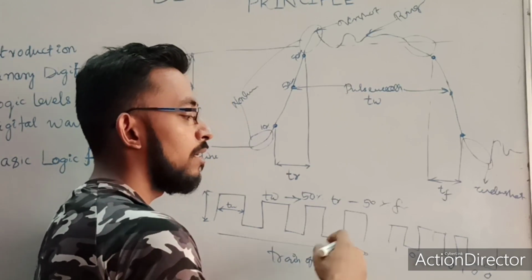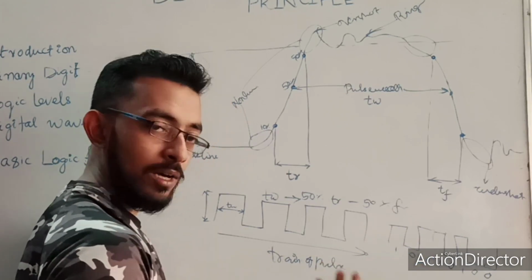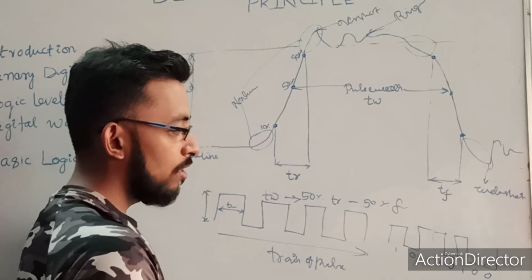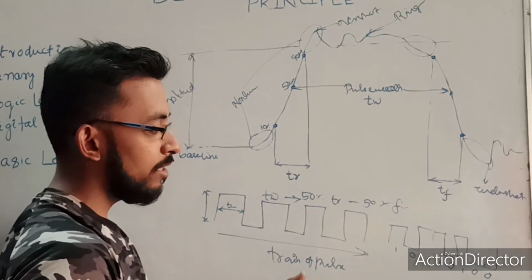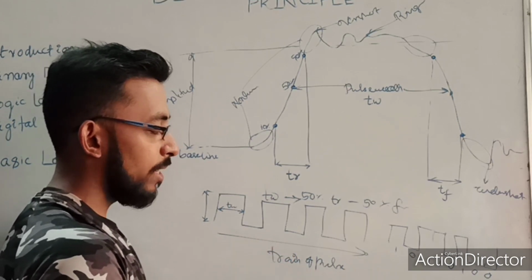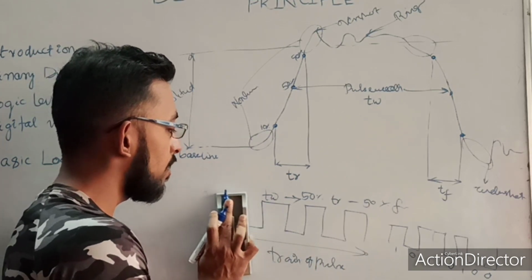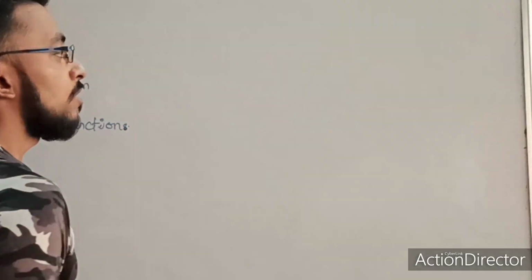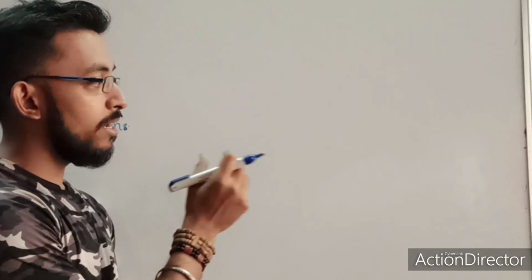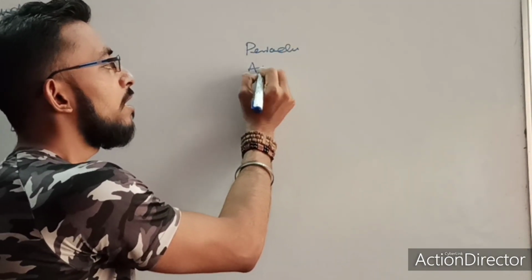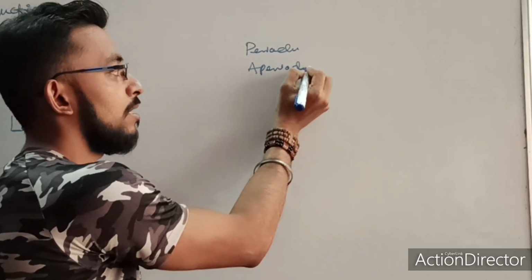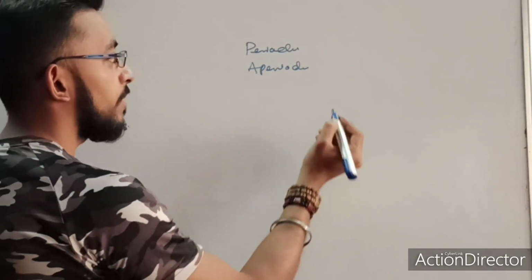If I decode this data, I might get my original signal, that is the analog signal. So this train of pulse, which is a combination of pulses, will represent my digital waveform, and it will give me the information. That train of pulse, which is the continuous addition of pulses, can be either periodic or aperiodic.